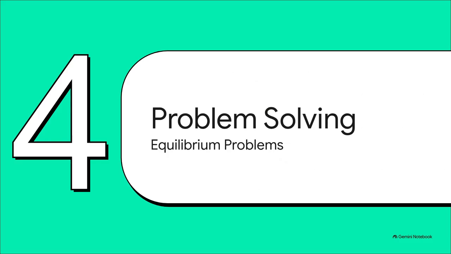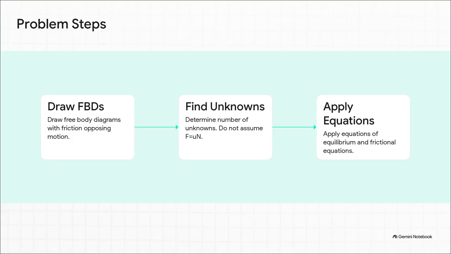Section 4. Step-by-step problem solving. This is the fun part, where we bring the physics and the math together to totally crush a real exam problem. Here is your foolproof 3-step blueprint for solving any equilibrium problem involving dry friction. Step 1. Isolate the object and draw an accurate free body diagram, making absolutely sure your friction vector directly opposes the intended motion. Step 2. Define your knowns and figure out exactly what unknowns you need to solve for. And Step 3. Deploy your sum of forces equations in the x and y directions.